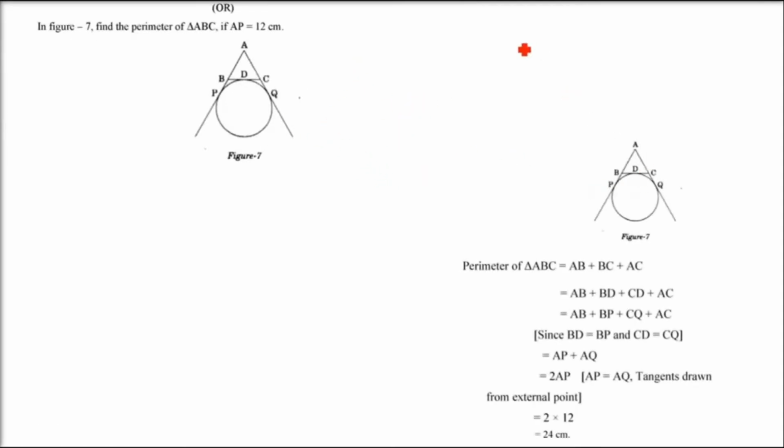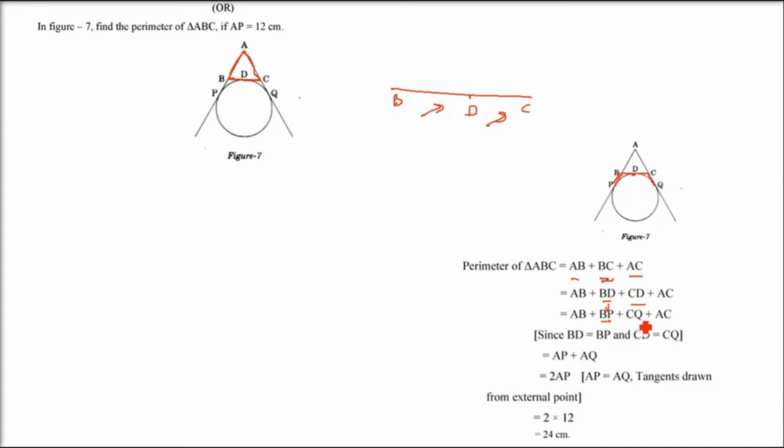The perimeter of ABC will be AB plus BC plus AC, these three we are going to add. Now here for AC or AB, you can take AP first. Now AP is AB plus BP, and BC is what? BC can be written as BD plus DC. Now BD, as I said, is equal to BP because these two tangents are equal. So put BD as BP.